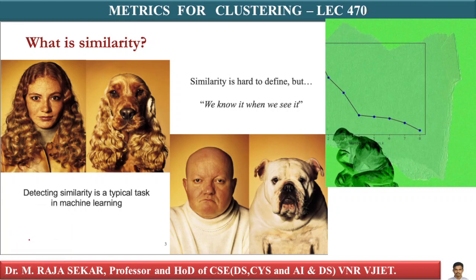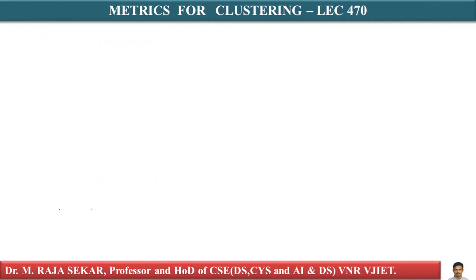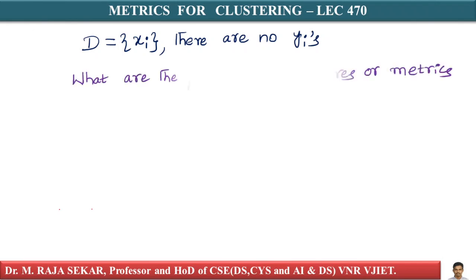In this lecture, we will try to understand metrics for clustering. The data set given for clustering is xi. What does it mean? There are no yi's. The question here is, how do you measure how good your clustering is? What are the performance measures or metrics which measure how good your clustering is?